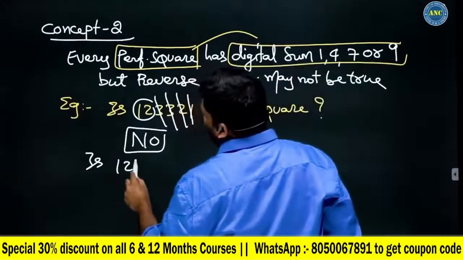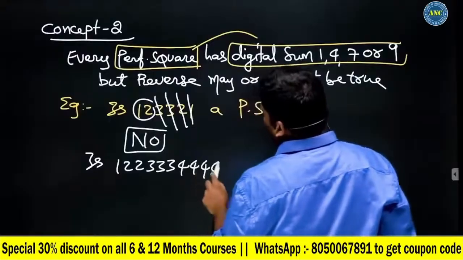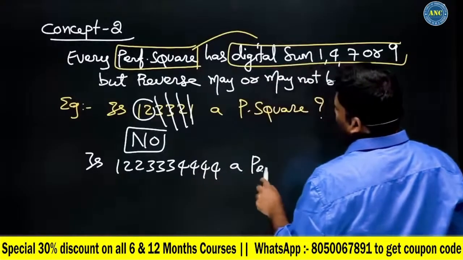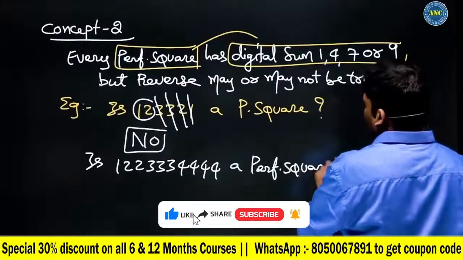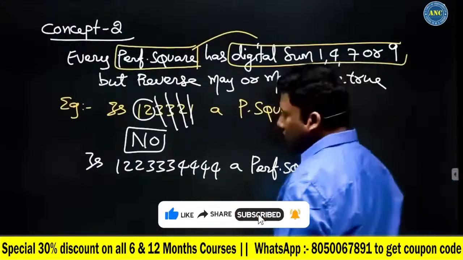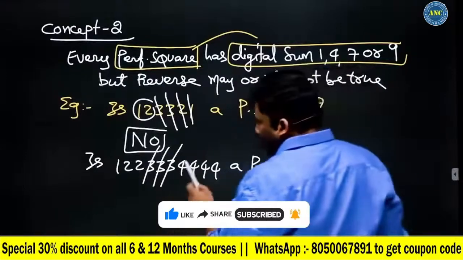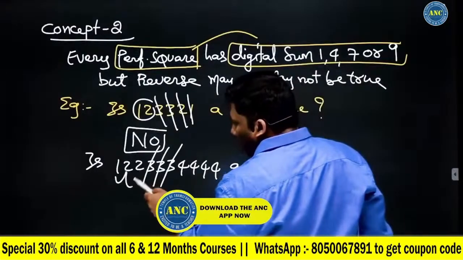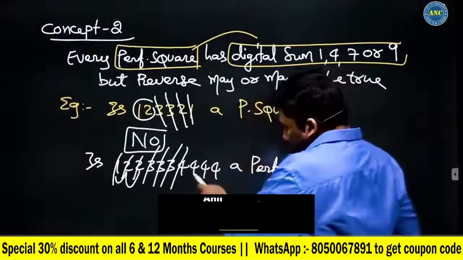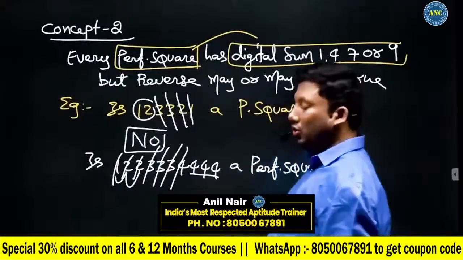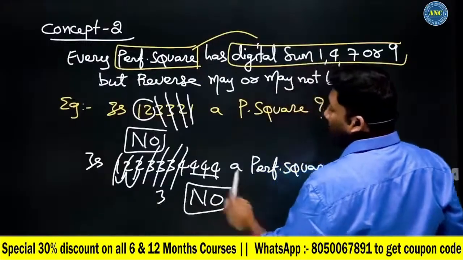Next one is 1, 2, 3, 3, 4, 4, 4, 4, 4. Is it a perfect square? 3 plus 3 is 9, we will cancel. 1 plus 2 is 3, 3 plus 2 is 5, 5 plus 4 is 9, we will cancel. 4 plus 4 plus 4 is 12, and the digital sum of 12 is 3. Therefore, the answer is no.